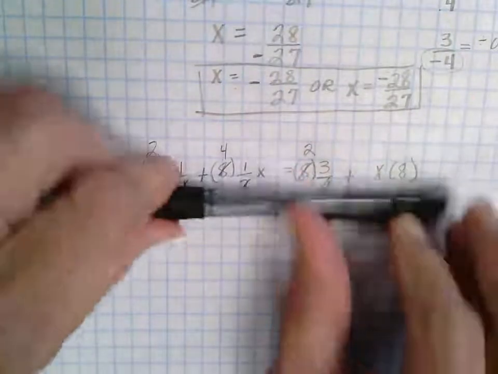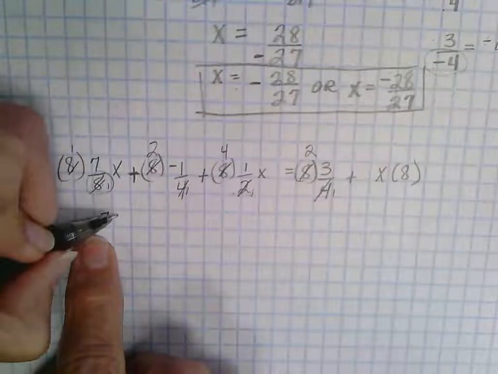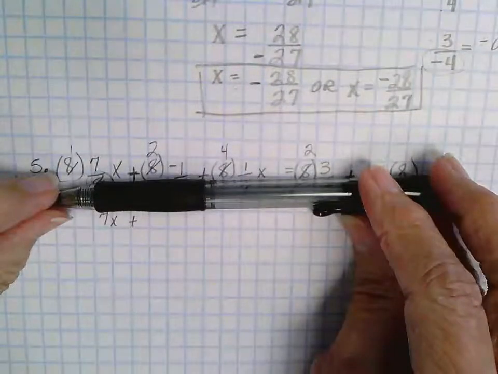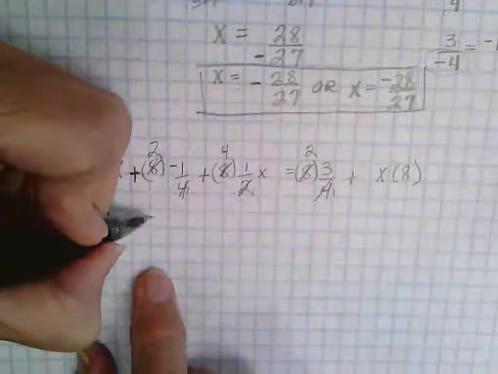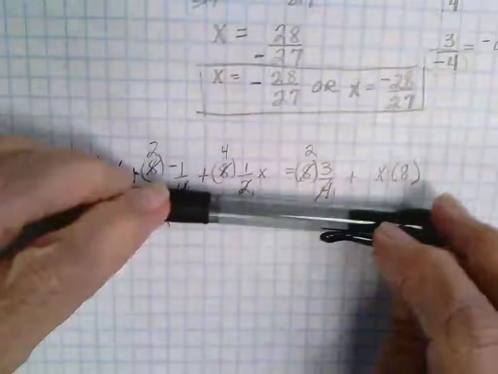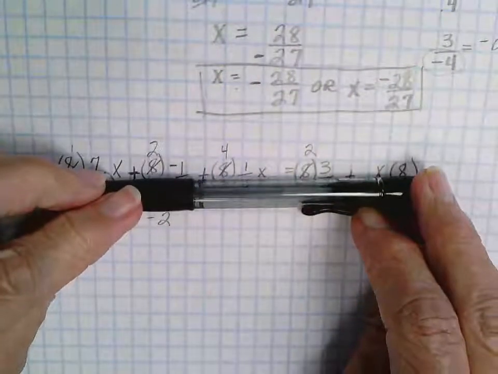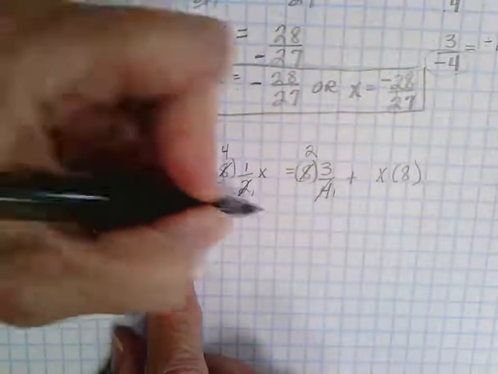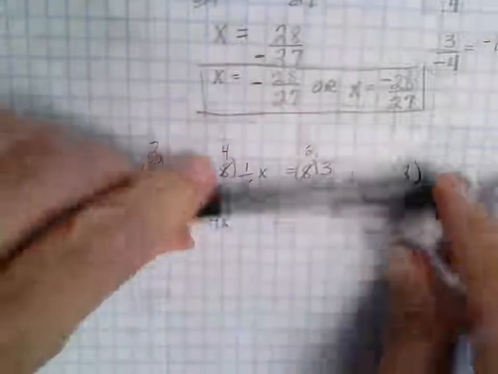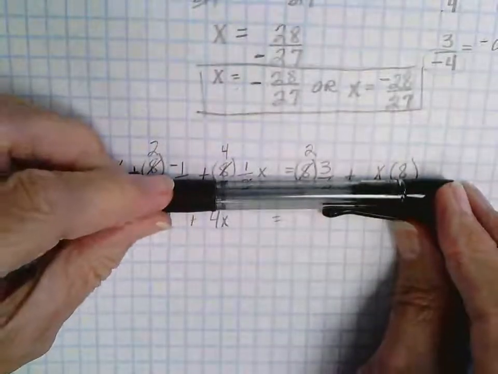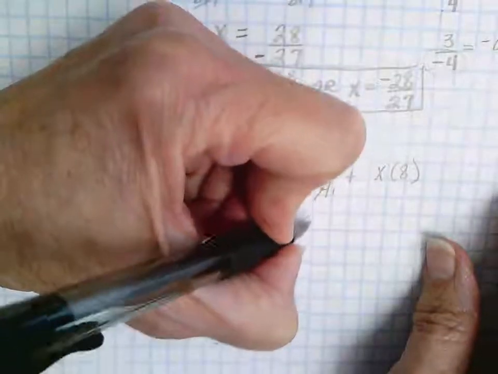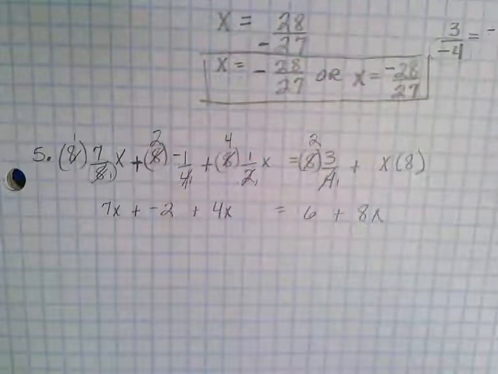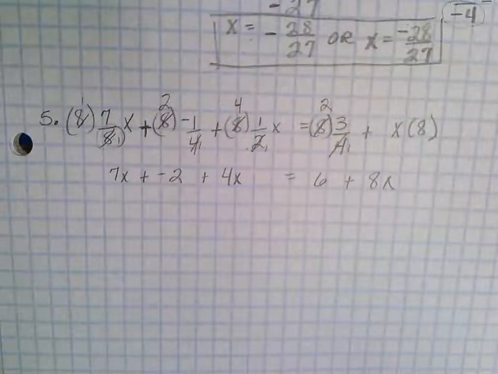1 times 7x is going to give me 7x plus 2 times -1 is -2 plus 4 times 1x is going to be 4x equals 2 times 3 is 6 plus 8x. So now I'm going to combine my like terms.